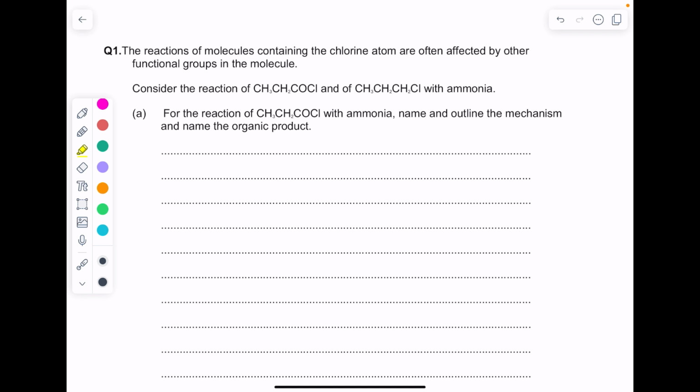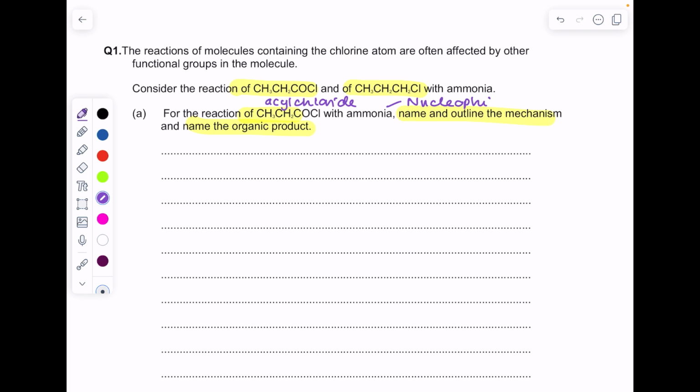The reactions of molecules containing the chlorine atom are often affected by other functional groups in the molecule. Consider the reaction of this compound and this compound with ammonia. For the reaction of the first compound with ammonia, name and outline the mechanism and name the organic product. Okay, so this is obviously an acyl chloride. Ammonia is our nucleophile with our lone pair of electrons. Let's start by naming the mechanism.